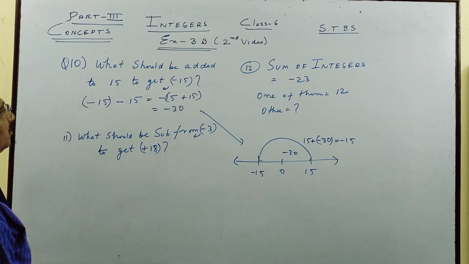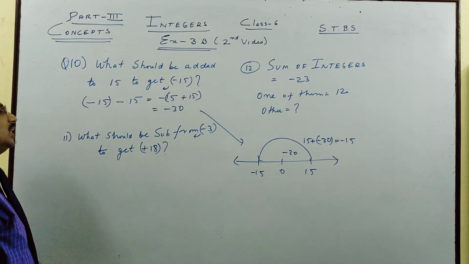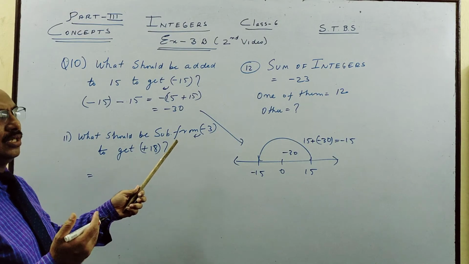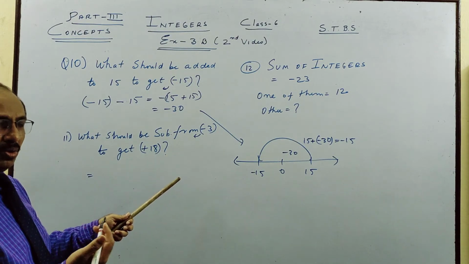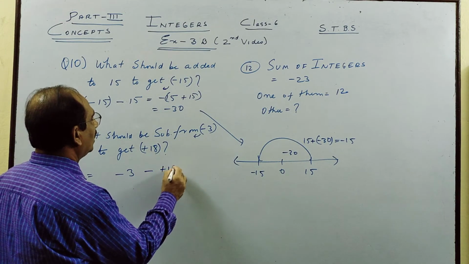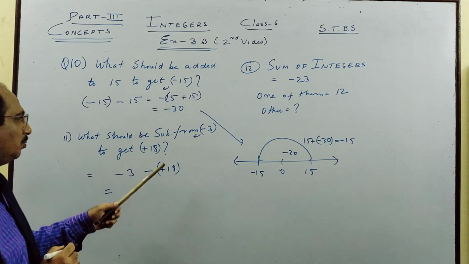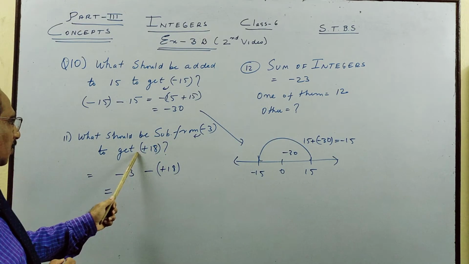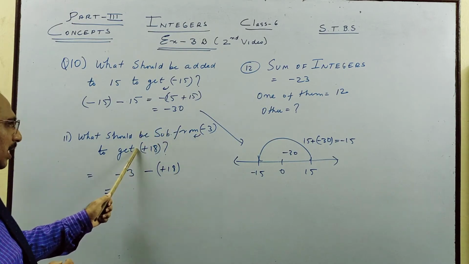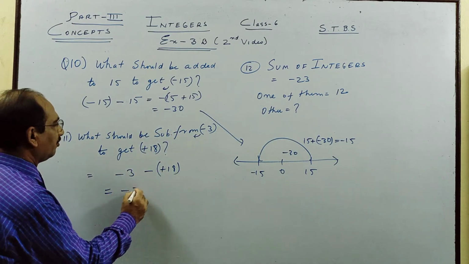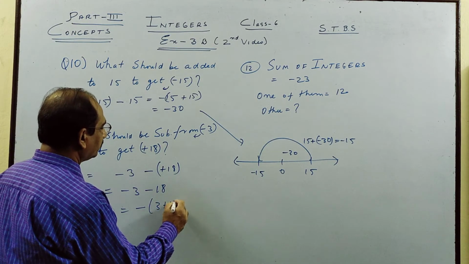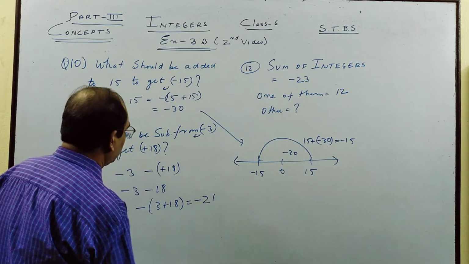What should be subtracted from minus 3 to get plus 18? So what should be subtracted from, suppose, 12 to get 5? So 12 minus 5. So minus 3 minus plus 18. What should be subtracted from 12 to give you 5? So 12 minus 5. So what do we get? Minus 3 minus 18. Take common. So we get minus 21.